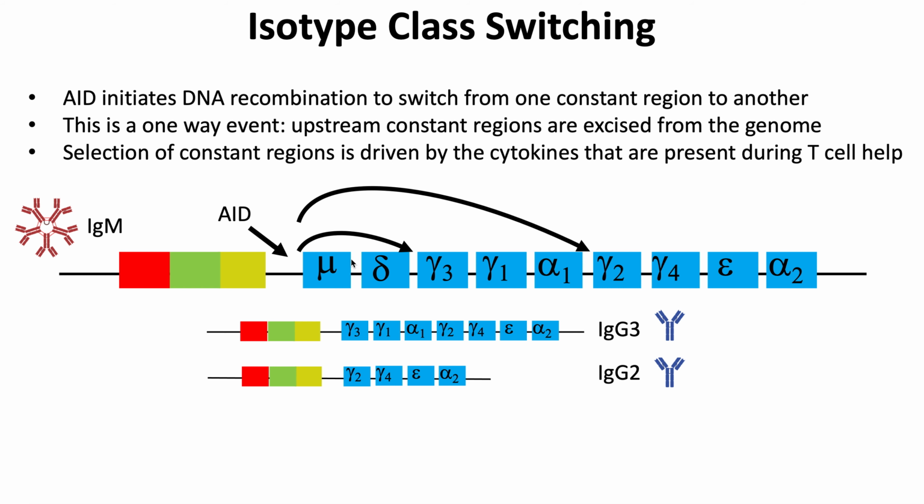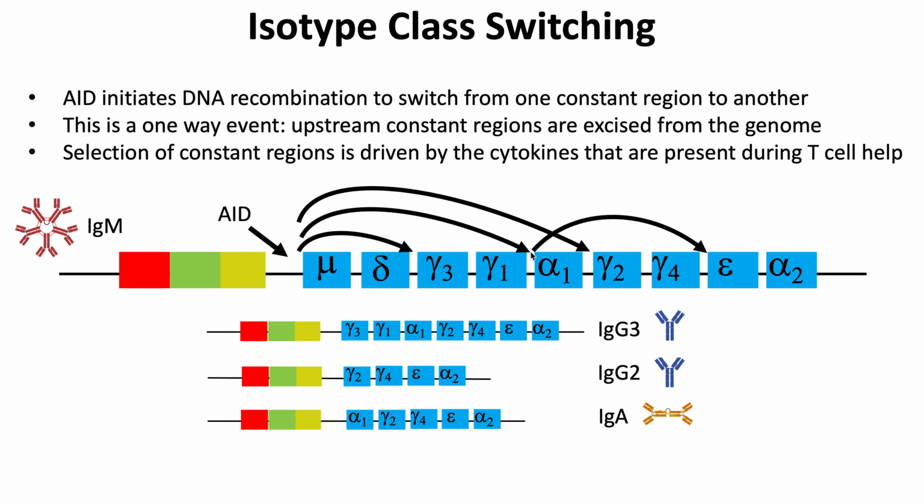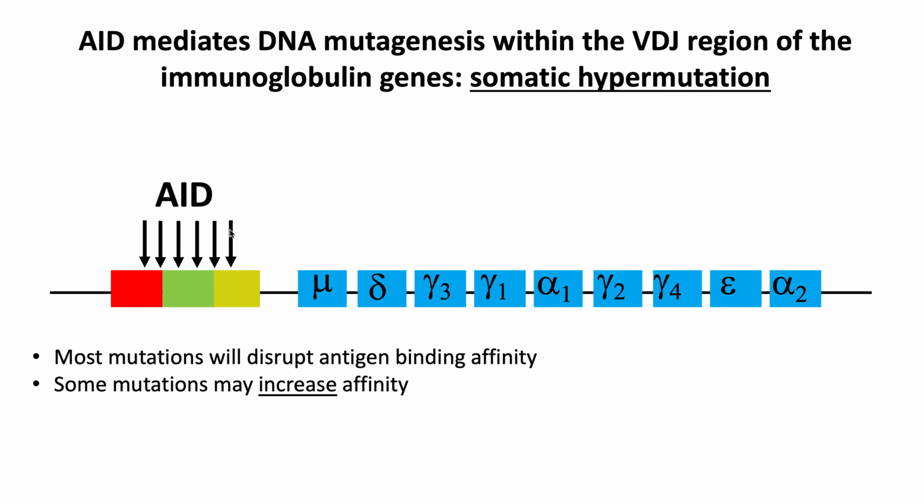Or this can happen in a two-step process. For example, you may get a recombination event that leads to the production of Ig alpha, and then a second recombination event that now leads to the production of IgE. And so each of these isotypes is dependent on these DNA recombination events induced by AID.